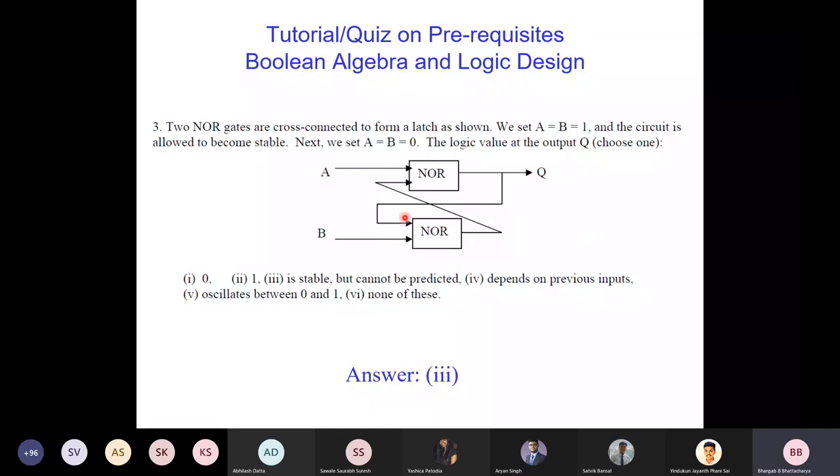And this is the fundamental reason why in SR flip-flops, one of the combinations is not allowed, because that would make the behavior of the circuit uncertain. All right. So just go through this problem a little bit carefully and you will appreciate the problem behind it. All right. Well, let us now move to the next problem.